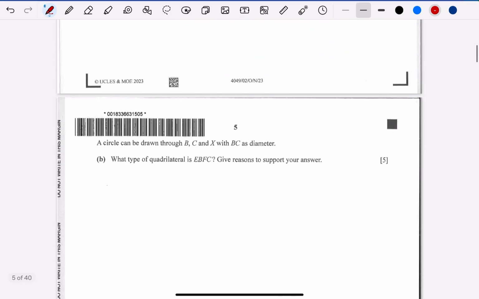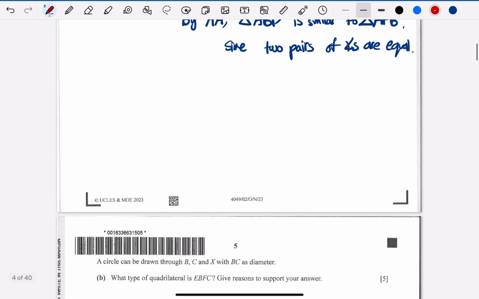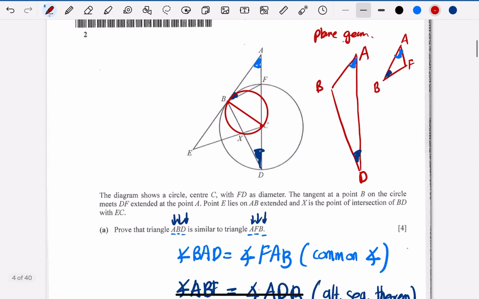Then they tell you, what type of quadrilateral is EBFC? Give your reasons to support your answer. Okay, EBFC, let's take a look. Visually this looks like a trapezium, and we need to prove that it really is a trapezium. We can see that there's a 90 degrees down here, because our BC is the diameter, and BXC is an angle in the semicircle. That gives us 90 degrees.